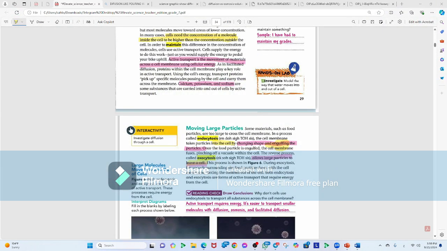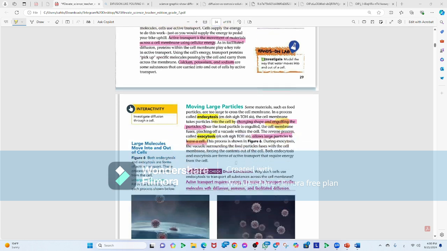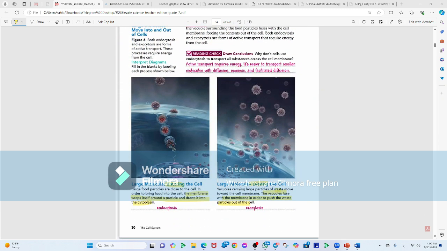So here, endocytosis is into the cell, changing shape and engulfing the particles, like it engulfs the particles and they become part of the cell. But exo allows large particles to leave a cell. Let's see here the picture. Here, these materials are entering the cell. So the membrane wraps around the particle and draws it into the cytoplasm.